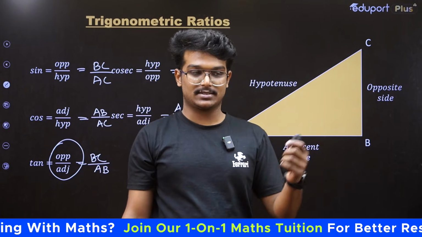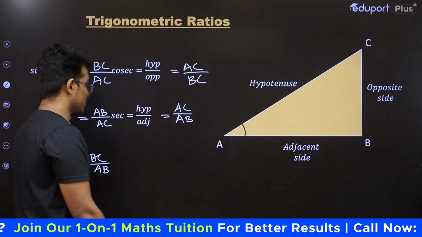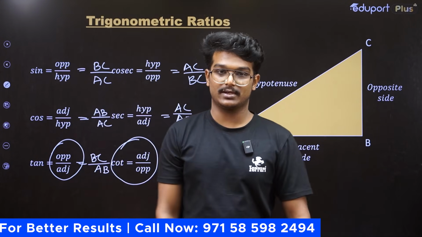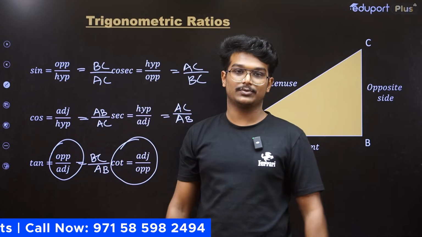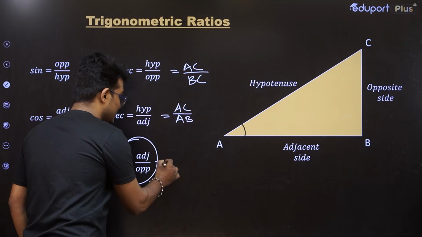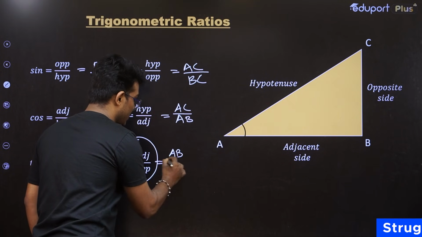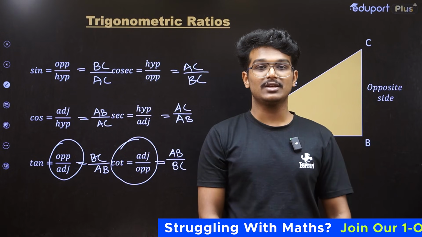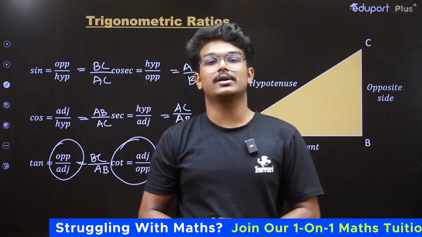Clear? Then the last ratio is cot. Cot is equal to adjacent side by opposite side. It is the reciprocal of tan. Which is the adjacent side? Adjacent side is AB and the opposite side is BC. So AB by BC. These are the basic trigonometric ratios.